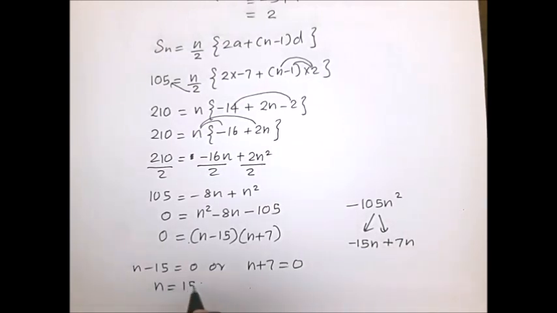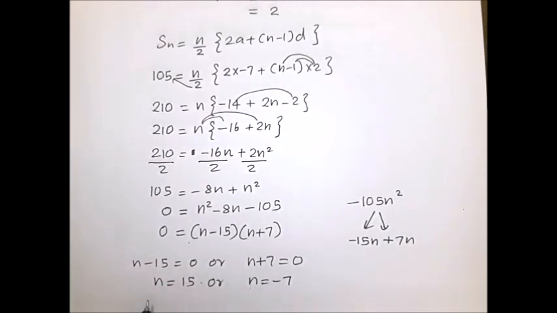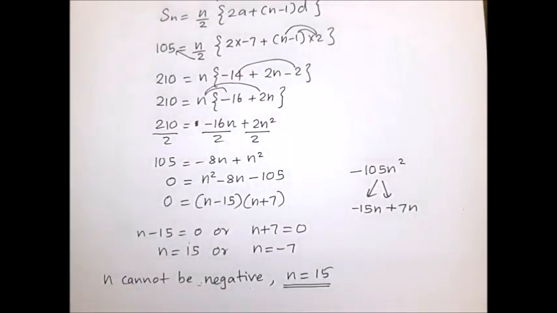n equal plus 15, n equal minus 7. Here we take n as number of terms. Number of terms cannot be negative. Number of terms of a progression should be a positive value. So we accept only plus 15. n cannot be negative, therefore n equal 15.